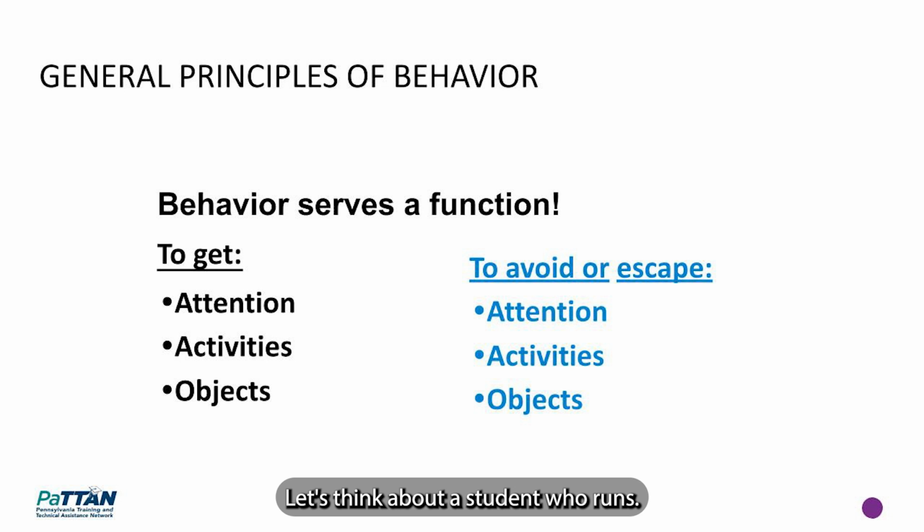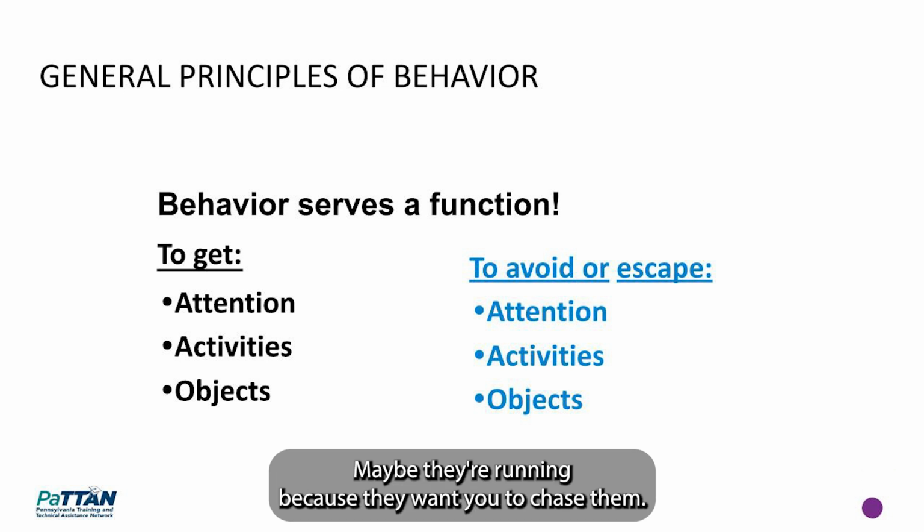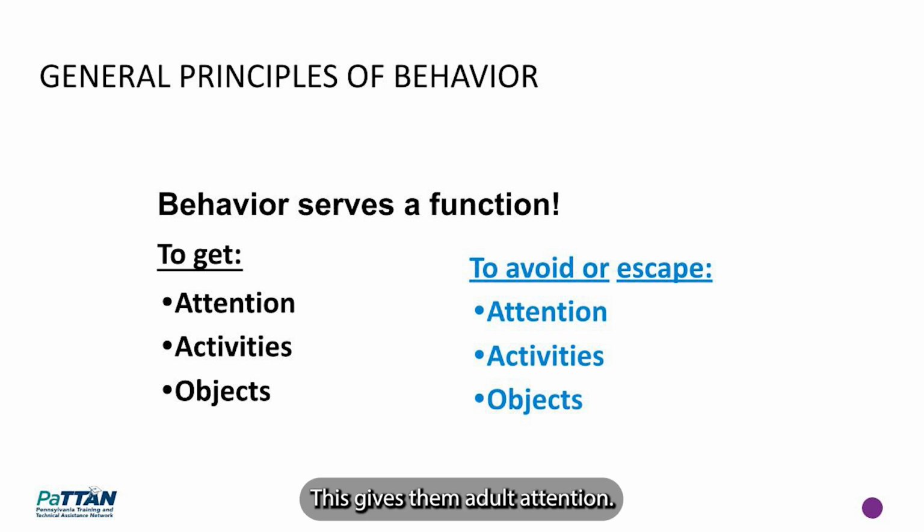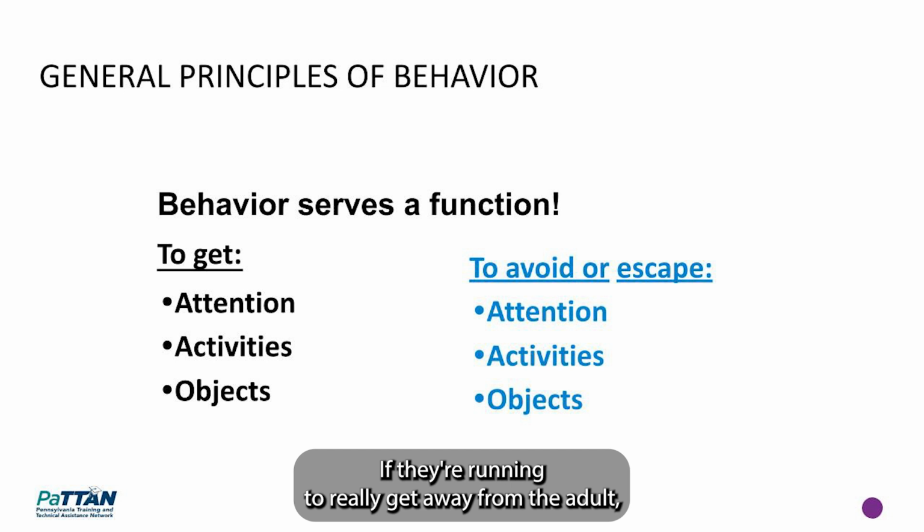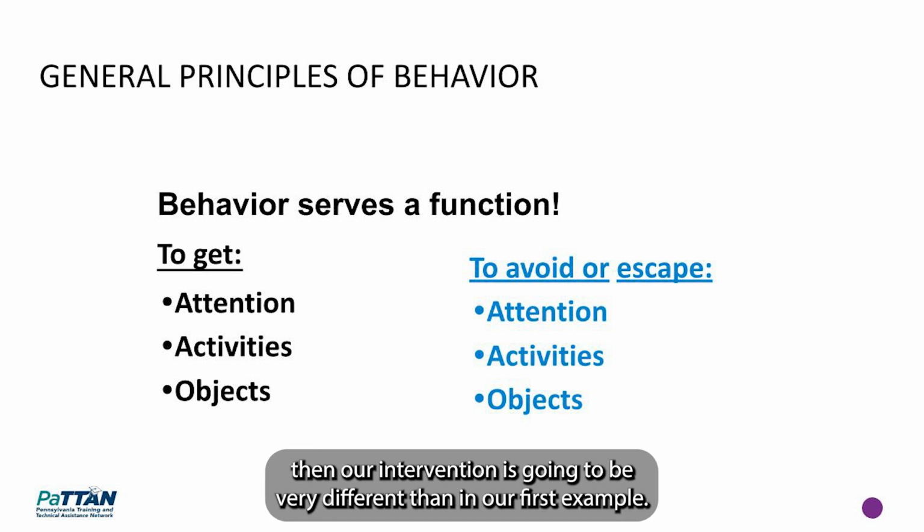Let's think about a student who runs. Maybe they're running because they want you to chase them. This gives them adult attention. If they're running to truly get away from the adult, then our intervention is going to be very different than in our first example.